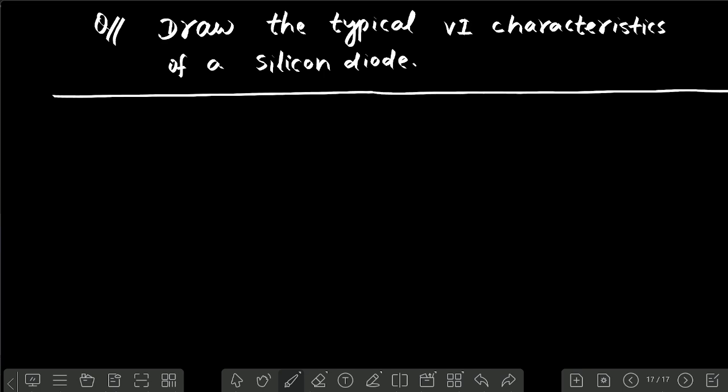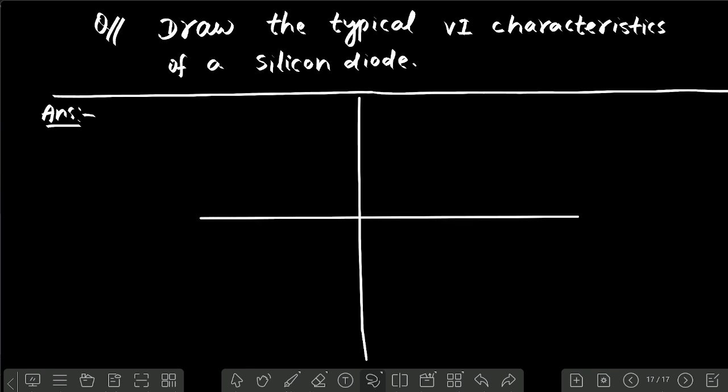So first for the graph, what do you do? First you draw one y-axis and one x-axis. Yes or no? Now in the y-axis, this is your current I. Write in milliampere. And downward you write I in microampere.